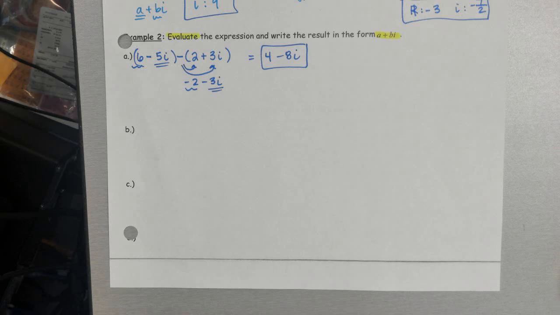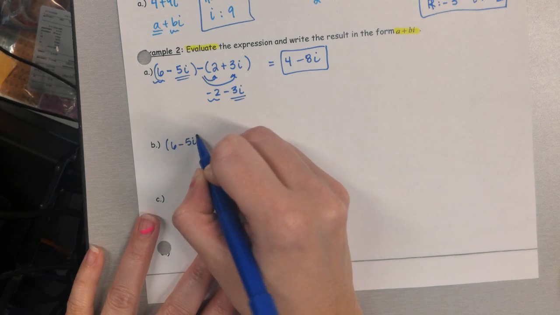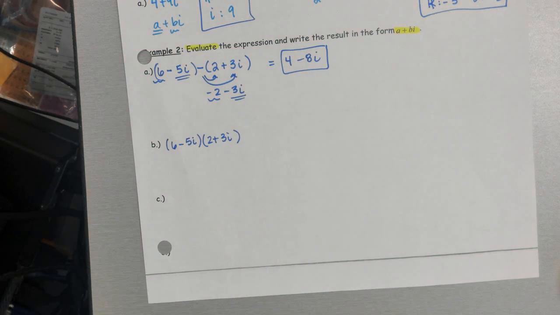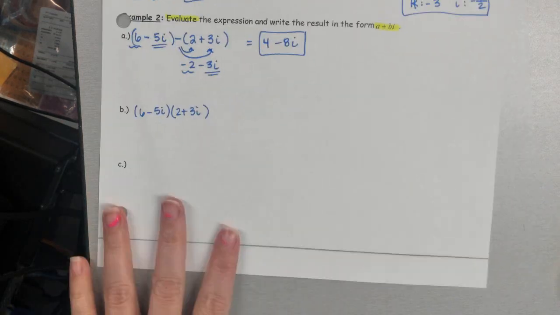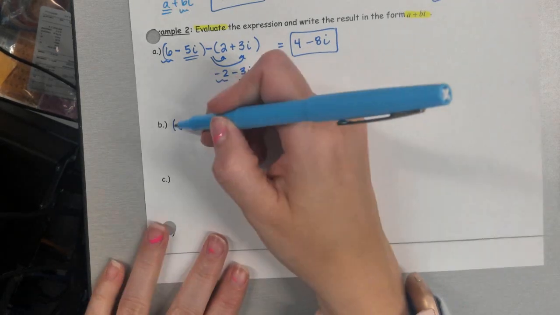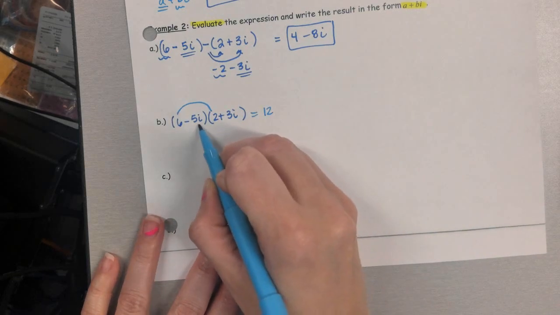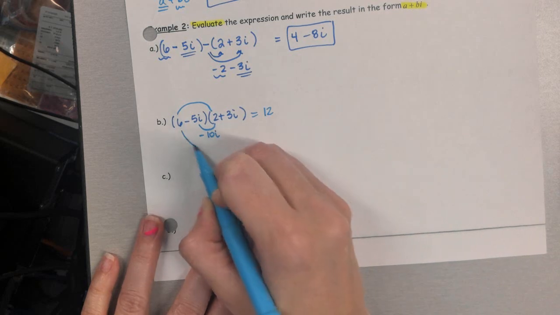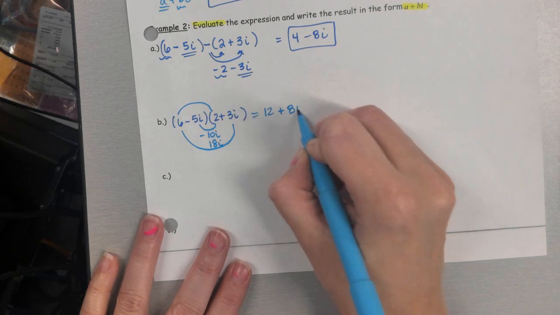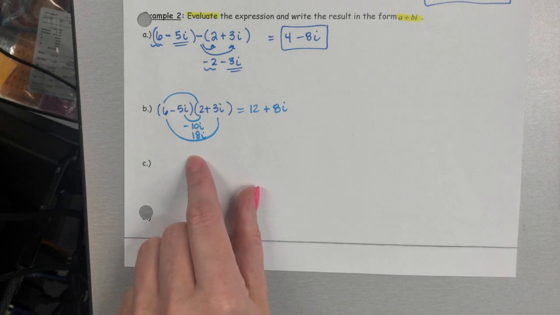All right, and then for B, so we're moving on from that. Now we're going to do FOIL. So 6 minus 5i times 2 plus 3i. Okay, so when you FOIL, you're doing first, outer, inner, last, or if you're like me, I like to FEIL. So 6 times 2 is 12. And then I like to do the center like this, so I have negative 10i here, and then 6 times 3i would be 18i, so that would make plus 8i. I like to do that because I know that those are going to be my terms that I'm adding together.